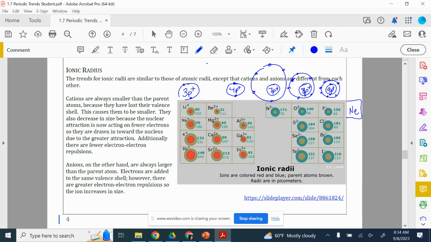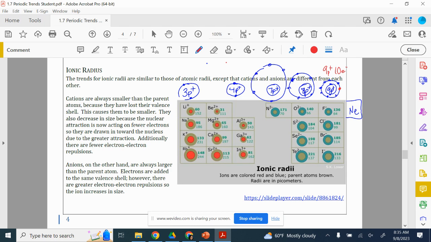This guy, to look like neon, what does he have to do? Get 1 extra electron, right? You're gonna let me switch colors. Yes, you are. Good. So I've got one extra electron added in here. I now have 9 positives pulling on 10 electrons because I added one. So I've got 9 positives and 10 negatives. So this is going to be a little bit bigger than just plain old fluorine because I don't have as many things pulling on all those electrons.